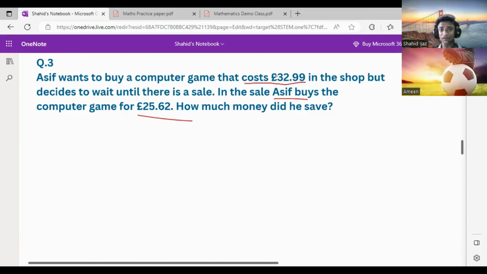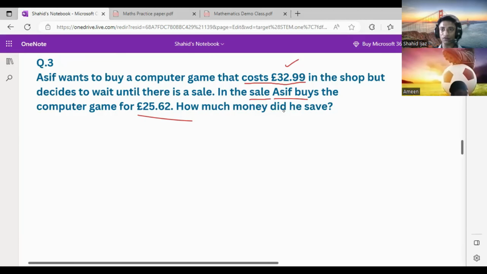First he wanted to buy it at $32.99. He didn't buy it though. He wanted to buy it, but he decided to wait until next time in a sale. There is a sale, a discounted price, and in it he buys the same game. How much did he save?